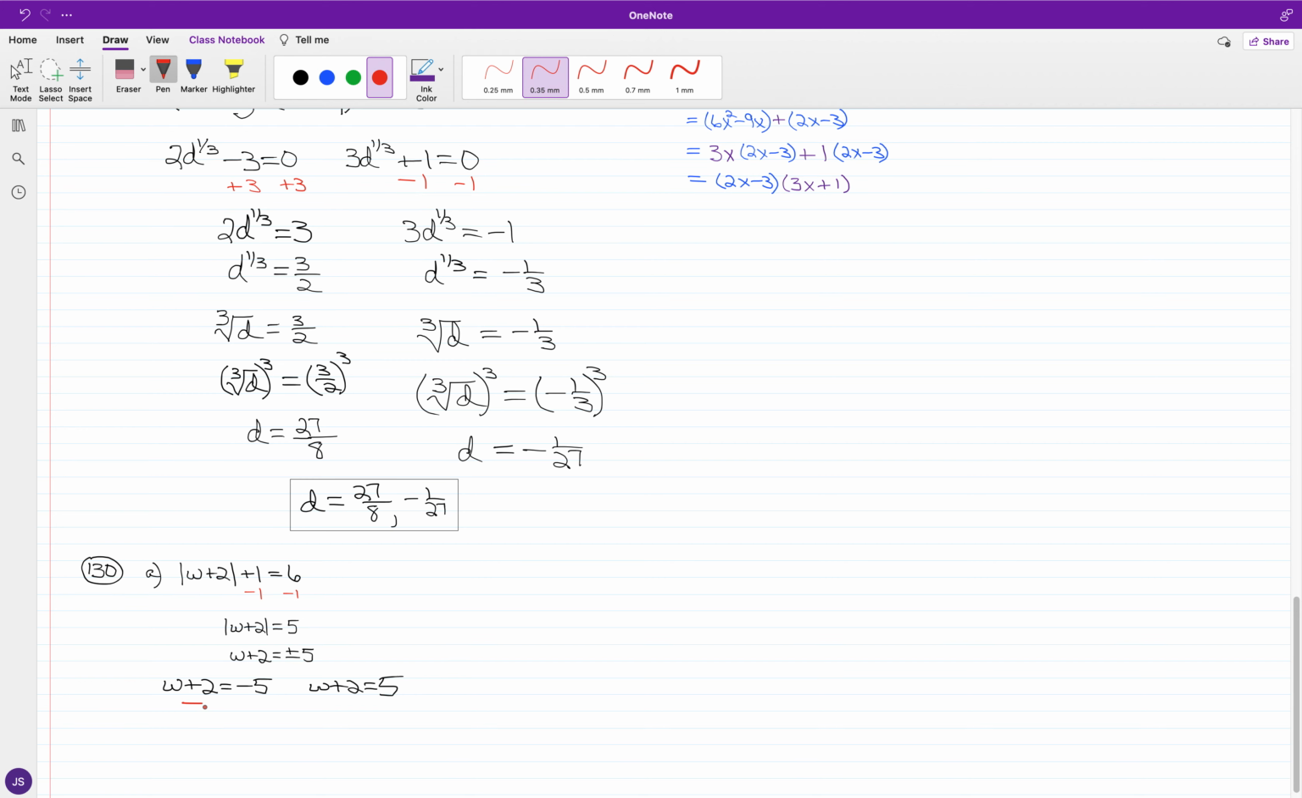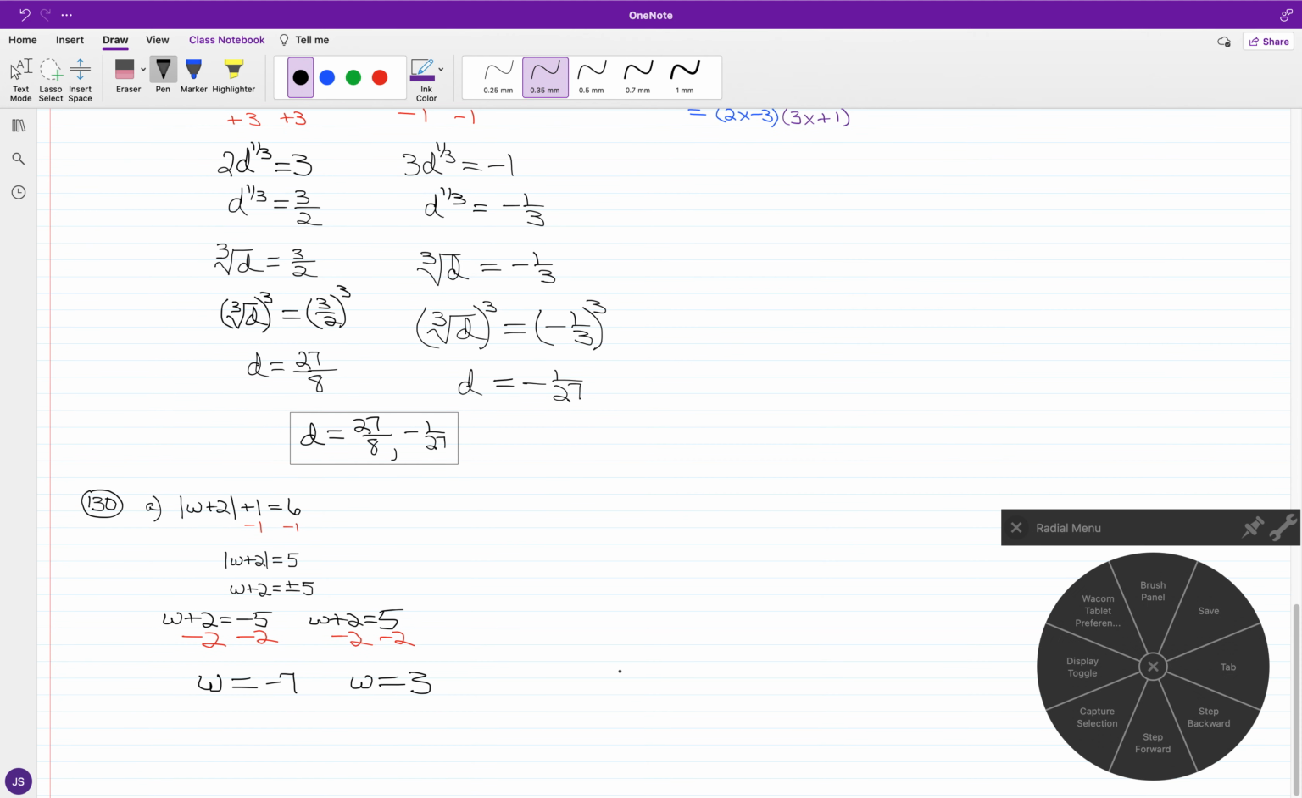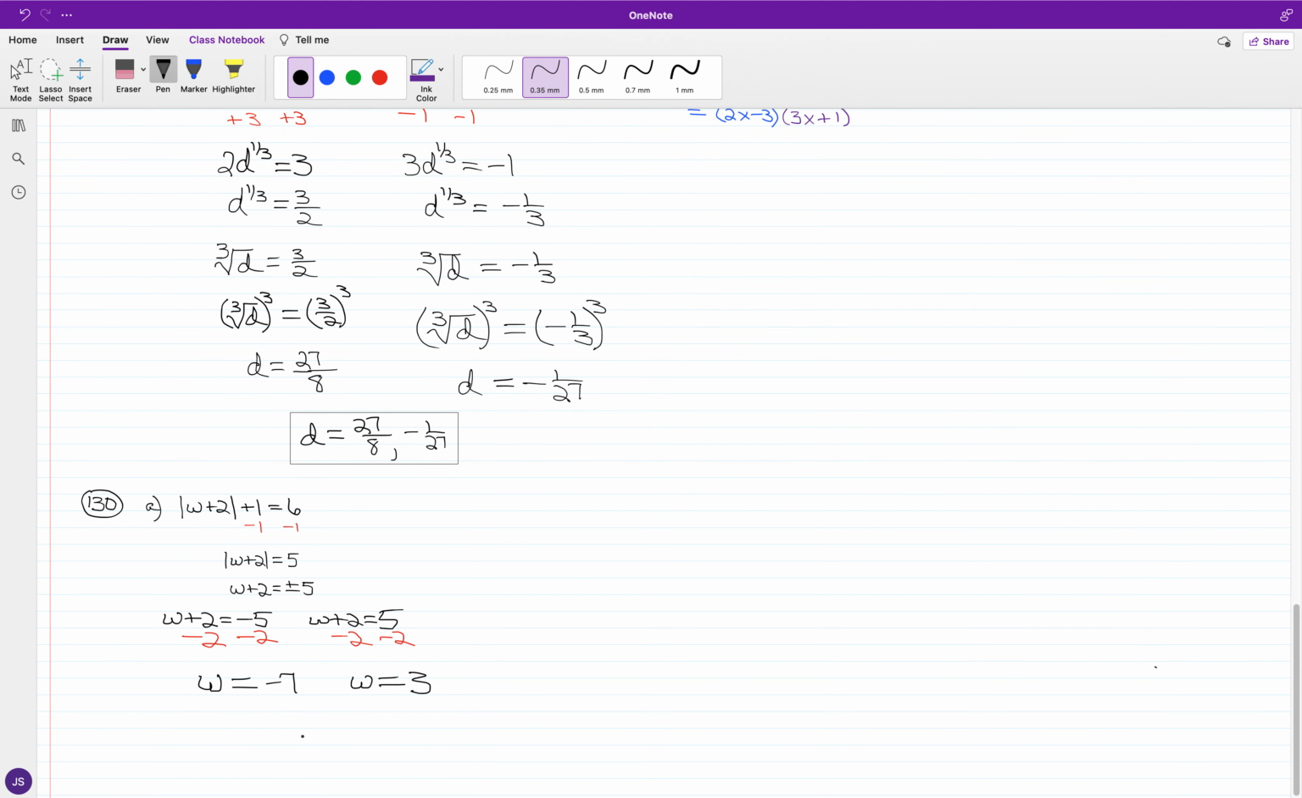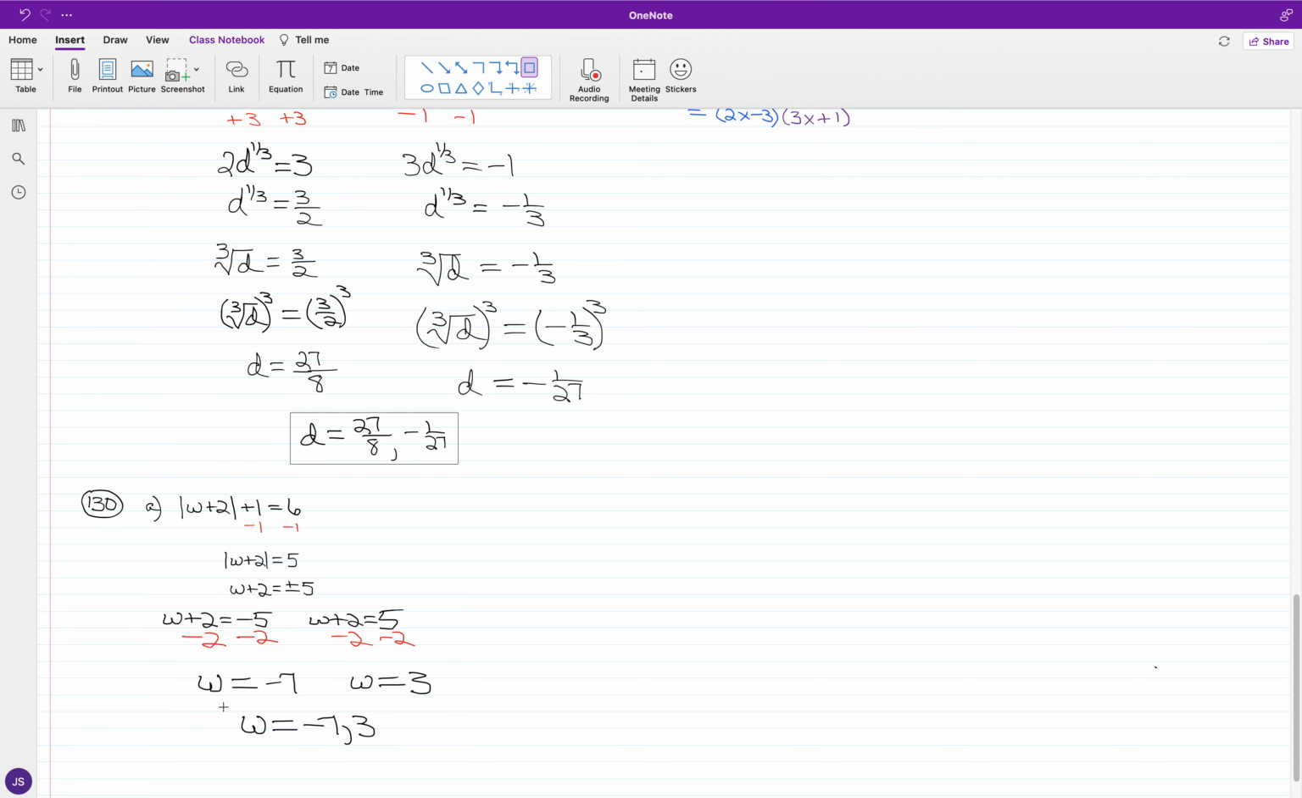And in both of these, you have taken 2 away from both sides. So for W plus 2 equal to negative 5, we're going to have that W is equal to negative 7. For W plus 2 equal to 5, we're going to have that W is equal to 3. And so here we have that W is equal to negative 7 and positive 3.